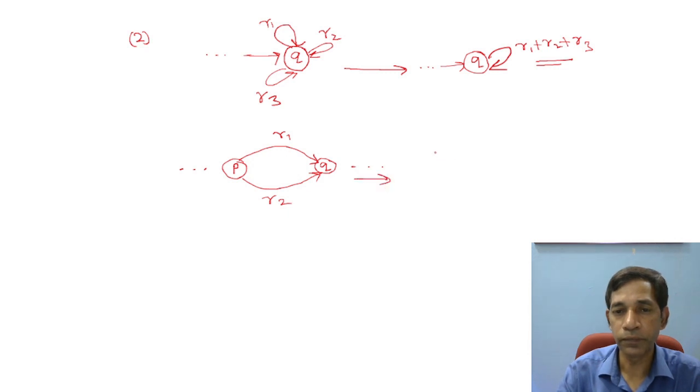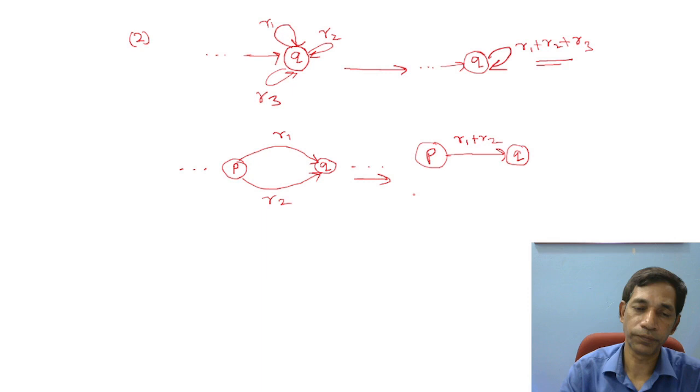We can say that you have the state P and the state Q, and the regular expression is R1 plus R2. So actually your machine goes from P to Q for this regular expression, or your machine goes from P to Q for this one. So this R1 plus R2 means you have to go for the union.